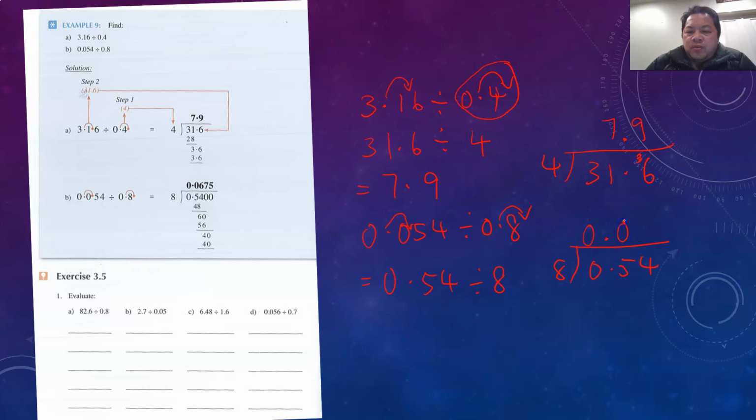5 divided by 8 cannot do anything. 54 divided by 8, you get 6, 48, so you are left with 6. 60 divided by 8, you get 7, 56, you get 4. 40 divided by 8, you get 5. So which is 0.0675 as the answer. Right? So that's how you go about dividing decimals.